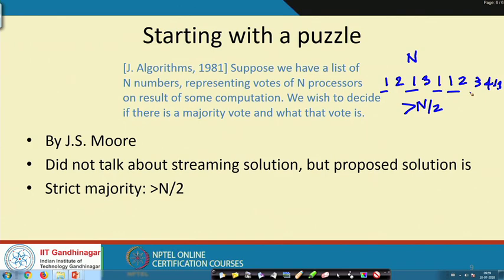Can we answer this question in sublinear in n space? It turns out that the setting the puzzle was asked in did not really talk about streaming, because streaming was not formally defined as a model as of then. But the solution that he proposed is actually a streaming algorithm, one that uses a constant or logarithmic amount of space. So, it is pretty interesting, and let us look at the answer to this puzzle.